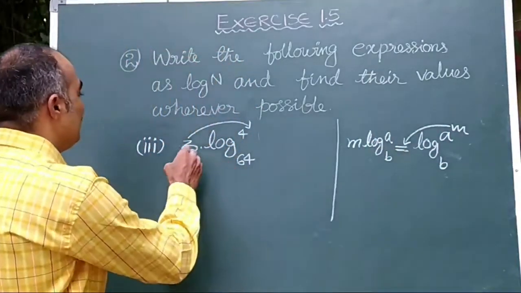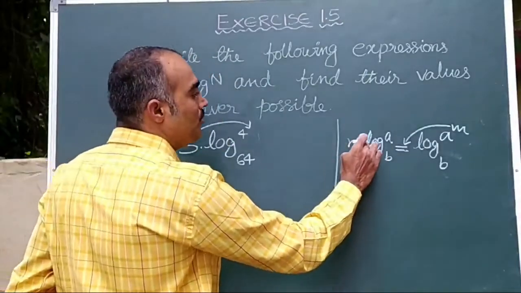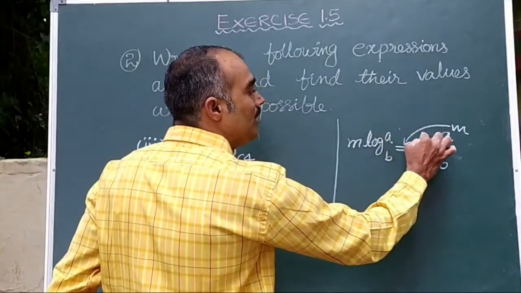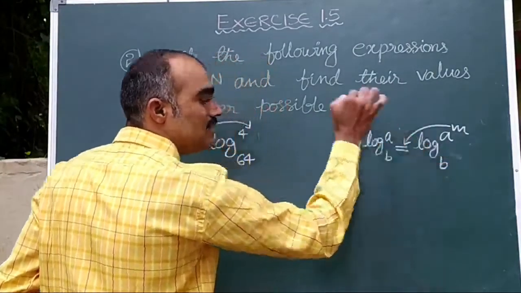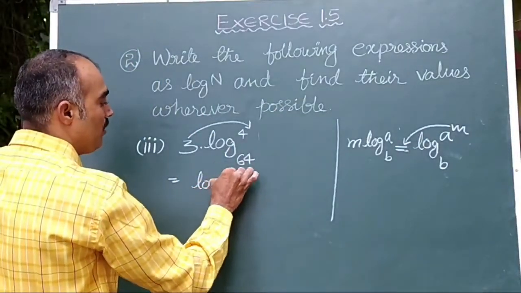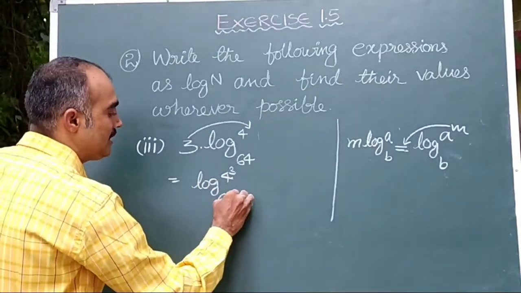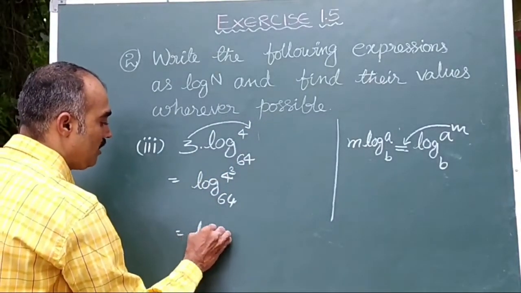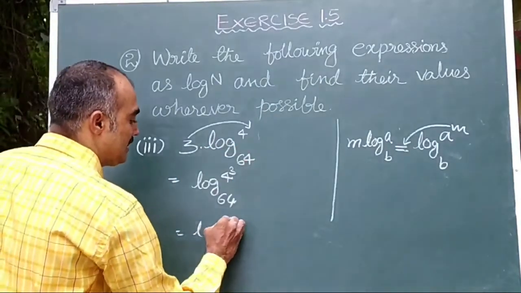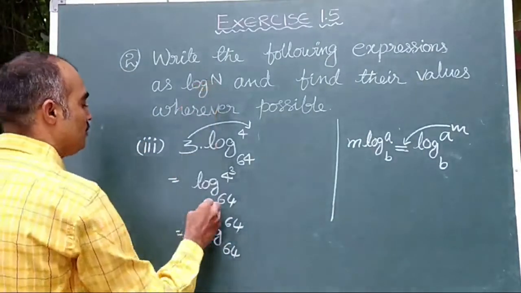Same way, from this side you read the formula: m into log a base b is equal to log a power m base b, this m moves up. Based on that formula, here we can write this as log 4 power, this 3 moves there, so log 4 cube base 64. Log 4 cube is 4 into 4 into 4, that is 64. Here the base is also 64. So we have converted this into a single logarithm.